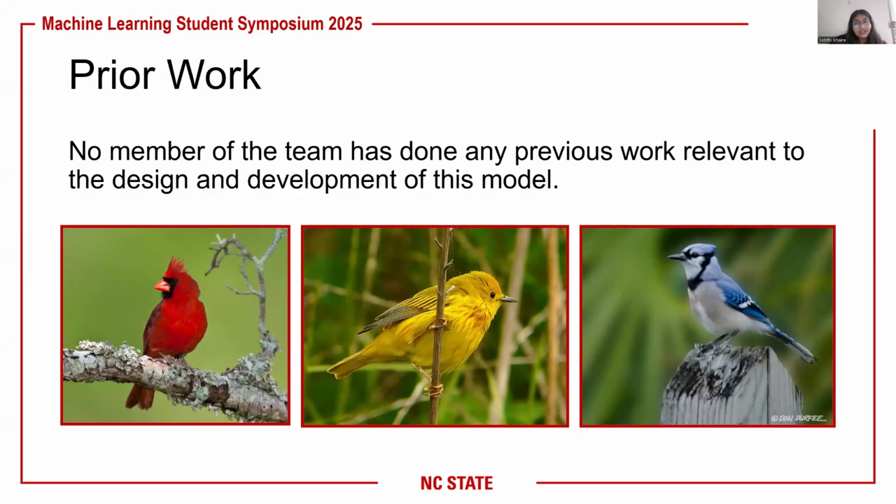None of our team members have done prior work related to image classification.